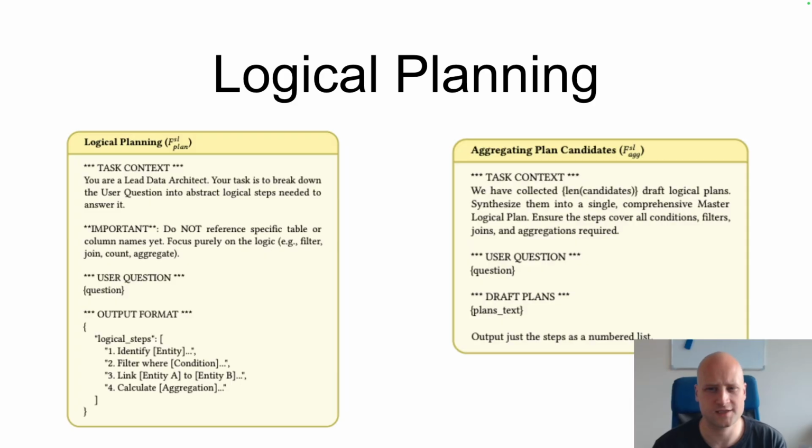The logical planning system instruction instructs the LLM to break down the user's question into abstract logical steps. This is performed without the LLM having any knowledge of the actual schema to avoid this planning step being polluted by misleading field names. The system instructions for the aggregation step instruct the LLM to cover all conditions, filters, joins, and aggregations required. This means that if a field is contained in one of the draft logical plans, it is unlikely to be missed from the aggregated master plan.